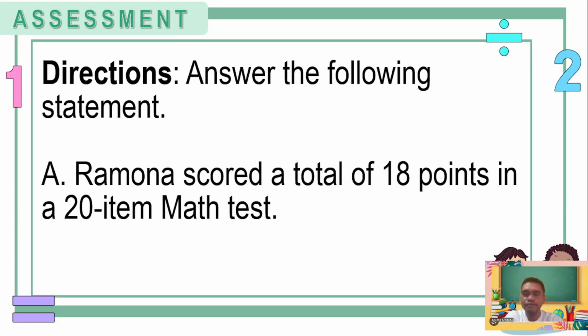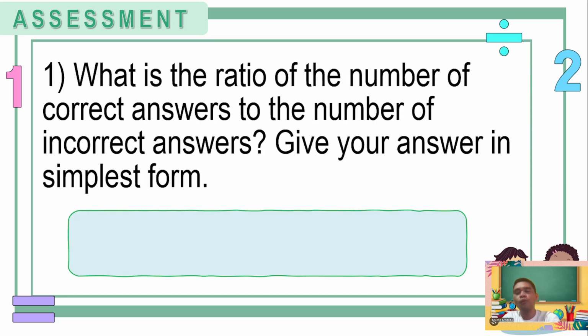Okay, so this time we have a situation. Ramona scored a total 18 points in a 20 item math test. Again, so basahon na to, dungan, ready, basa. Okay, so nag-test sila si Ramona, 18 ang score niya, 20 kabuok ang test niya, 18 ang score, meaning duha kabuok ang wrong. Okay, question number 1. What is the ratio of the number of correct answers to the number of incorrect answers?